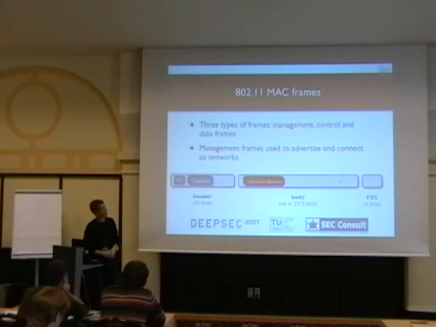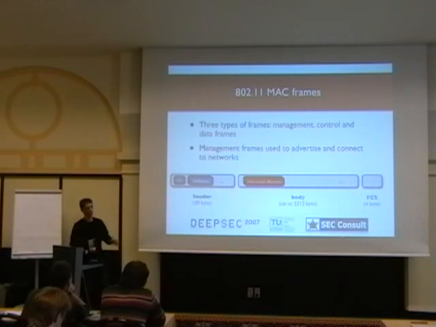Inside the MAC and inside the wireless protocol altogether, we have three different types of frames: management, control, and data frames. The management frames are there for advertising and connecting to wireless networks. Control frames are used for managing who is talking when and so on. However, we don't go into the control frames because we don't see any potential vulnerabilities in there. And the third type is the so-called data frames, and that's exactly what the name suggests. They're for transporting higher-level protocols over the wireless medium.